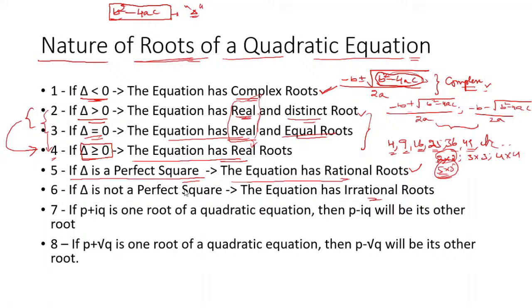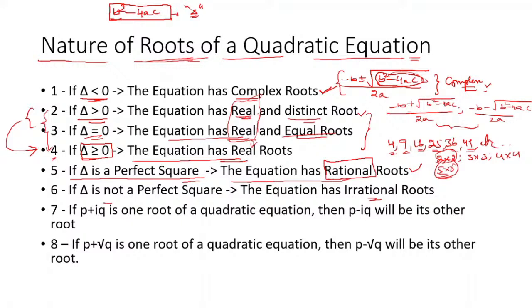So if delta is a perfect square, so if b square minus 4ac is a perfect square, then the root of a perfect square will be rational. And so this, minus b plus or minus root of b square minus 4ac by 2a, the two roots will be rational.